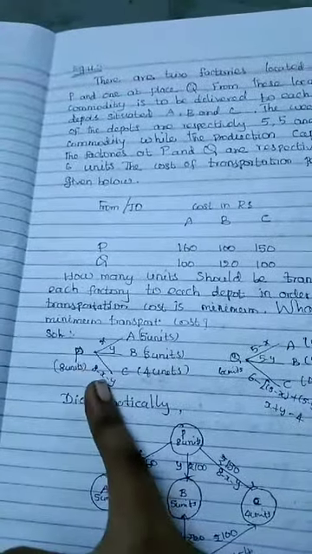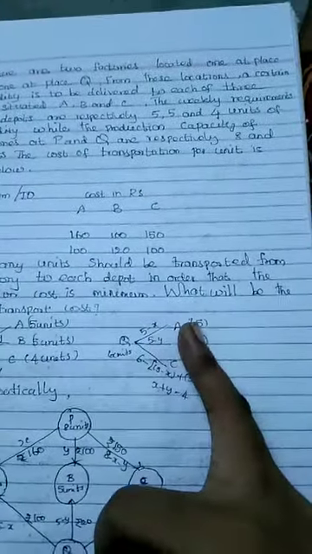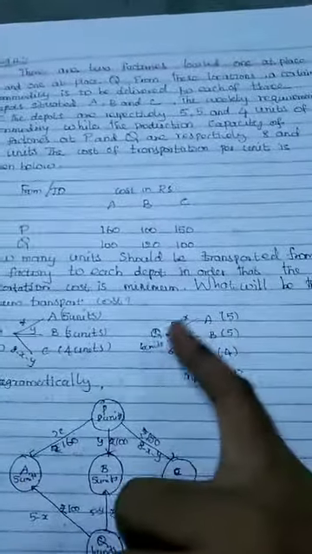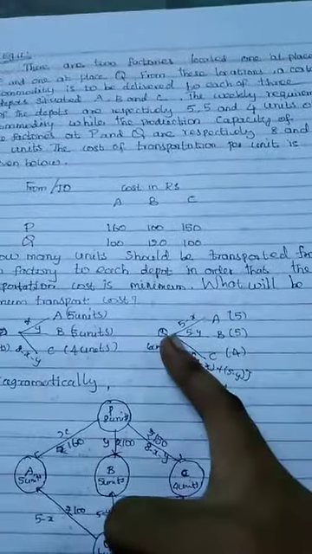So the remaining quantity is 8 minus X minus Y. Now we consider this side. Q to A is 5 minus X. Already A can hold X quantity, so 5 minus X, and B can hold Y. So we write here 5 minus Y.